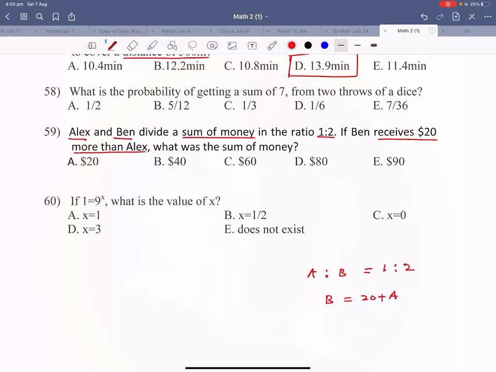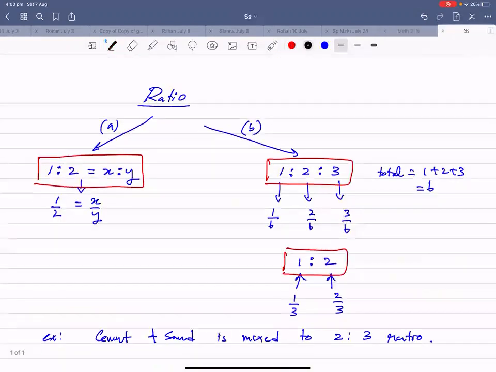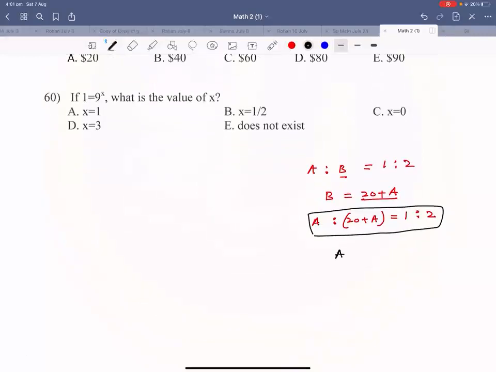So that means B can be replaced by this, right? 20 plus A. Then, if you have this structure, it is very much equal to the A structure here. You can see two sides, right, with X and Y. So what do you do? A divided by 20 plus A is equal to 1 divided by 2. When you cross multiply, you get 2A is equal to 20 plus A. So A is equal to 20.